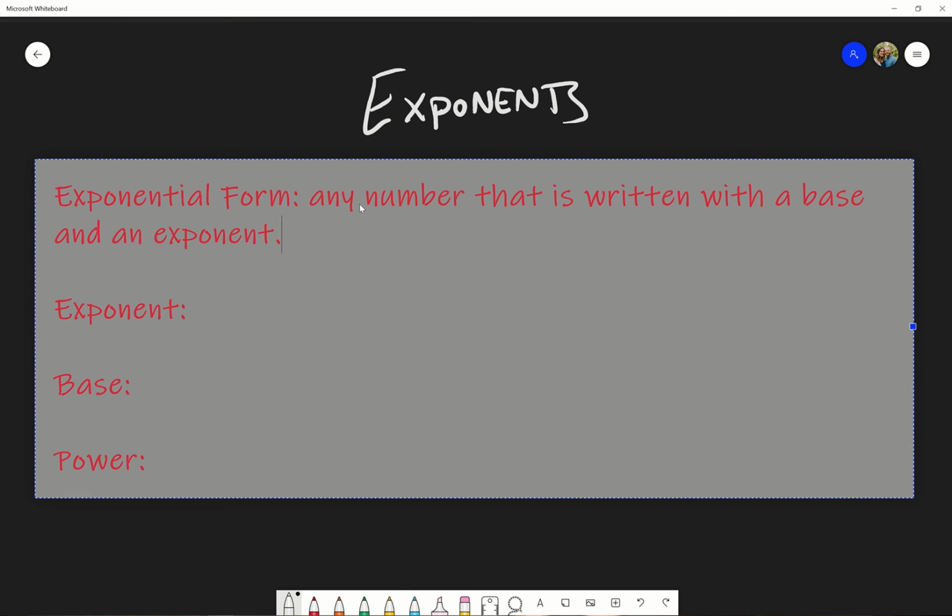Any number that is written with a base and an exponent would be a number written in exponential form. And so that begs the question, well, what is a base and what is an exponent?